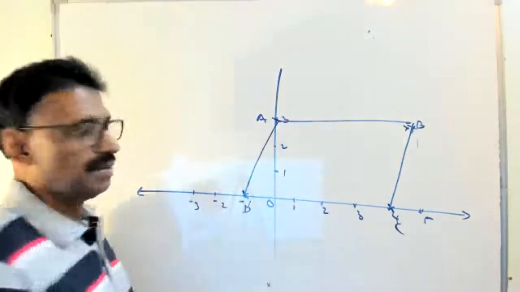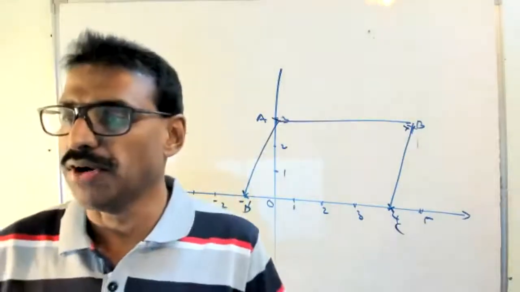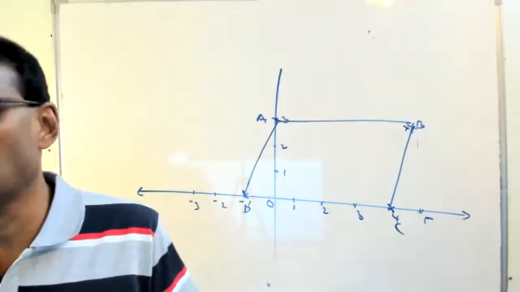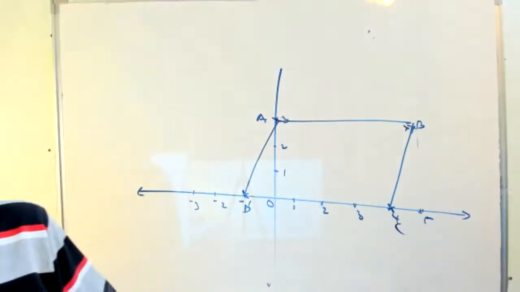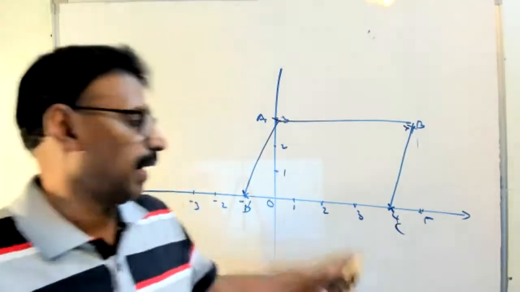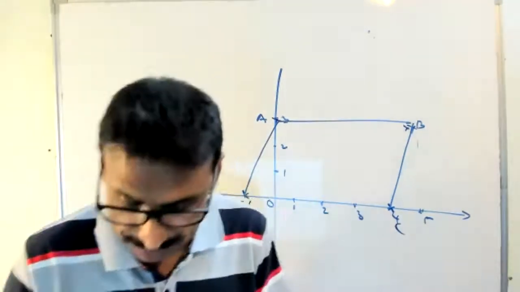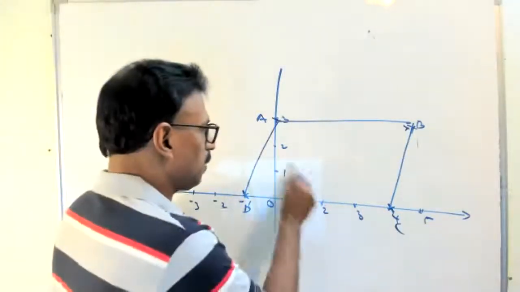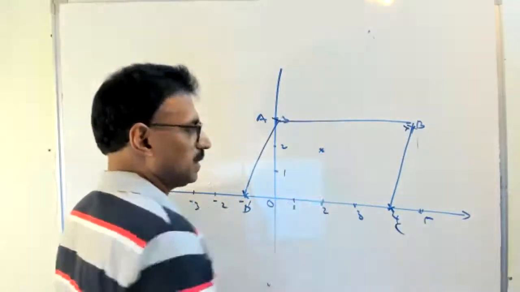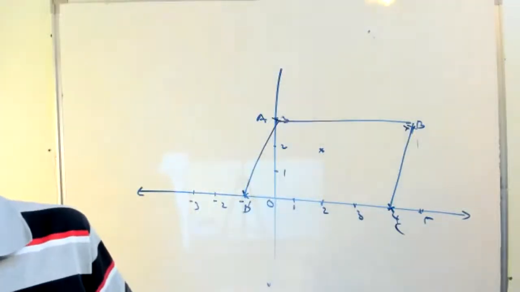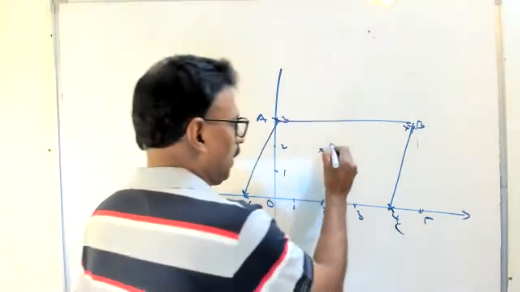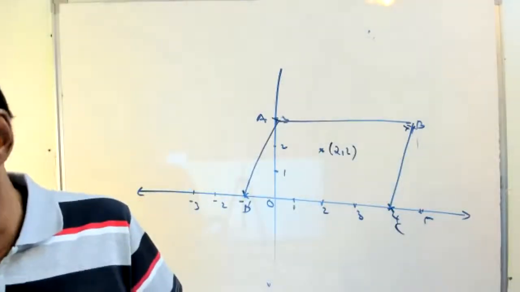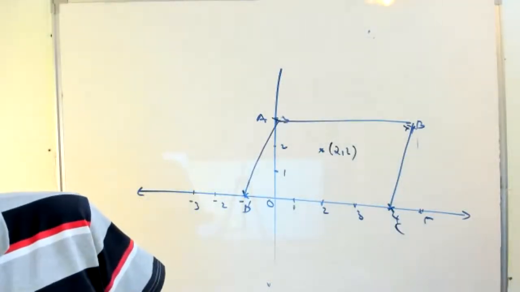What do you call this figure? Any idea? Parallelogram. It is a parallelogram. You can write that A, B, C, D is a parallelogram. After that, they're asking one more question: 2, 2. Where is 2, 2? 2 here, 2 here. This is the point. Is it inside or outside? Inside. Okay, finished with it.